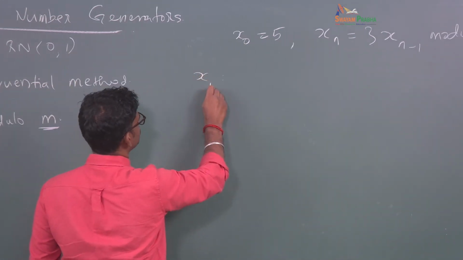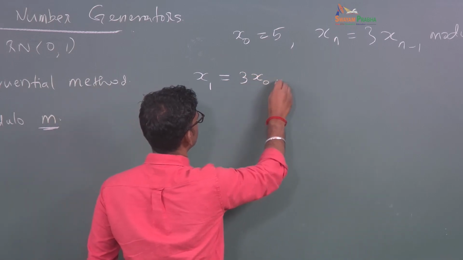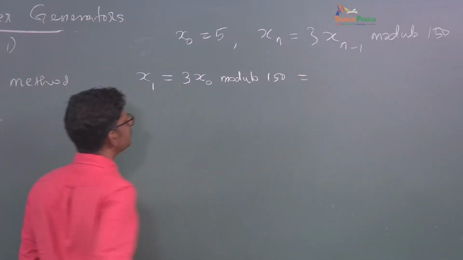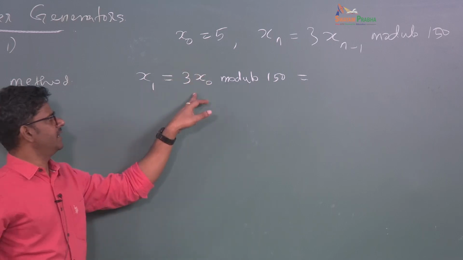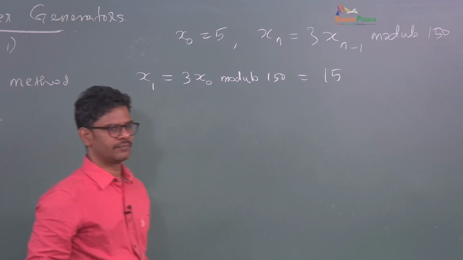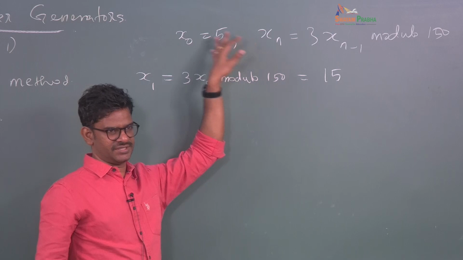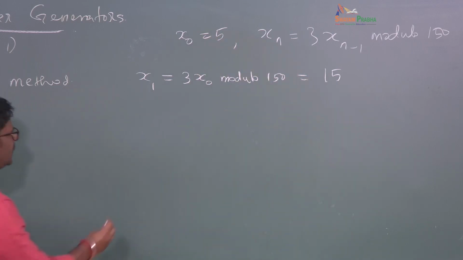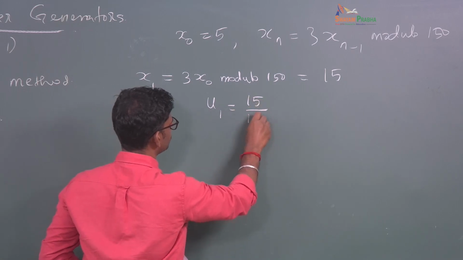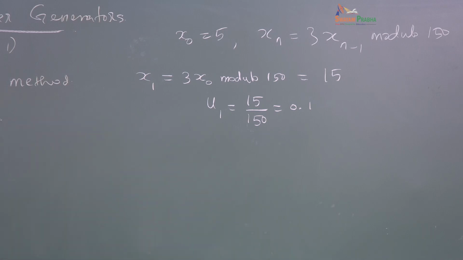So first we get x1 is 3 times x0 modulo 150. So 3 times x0 is 15, and 15 modulo 150 is 15. The remainder that you get after dividing by 150, that's the modulo operator. So we have created the first random number, which would be 15 by 150, which is 0.1. The first random number we generated is 0.1.